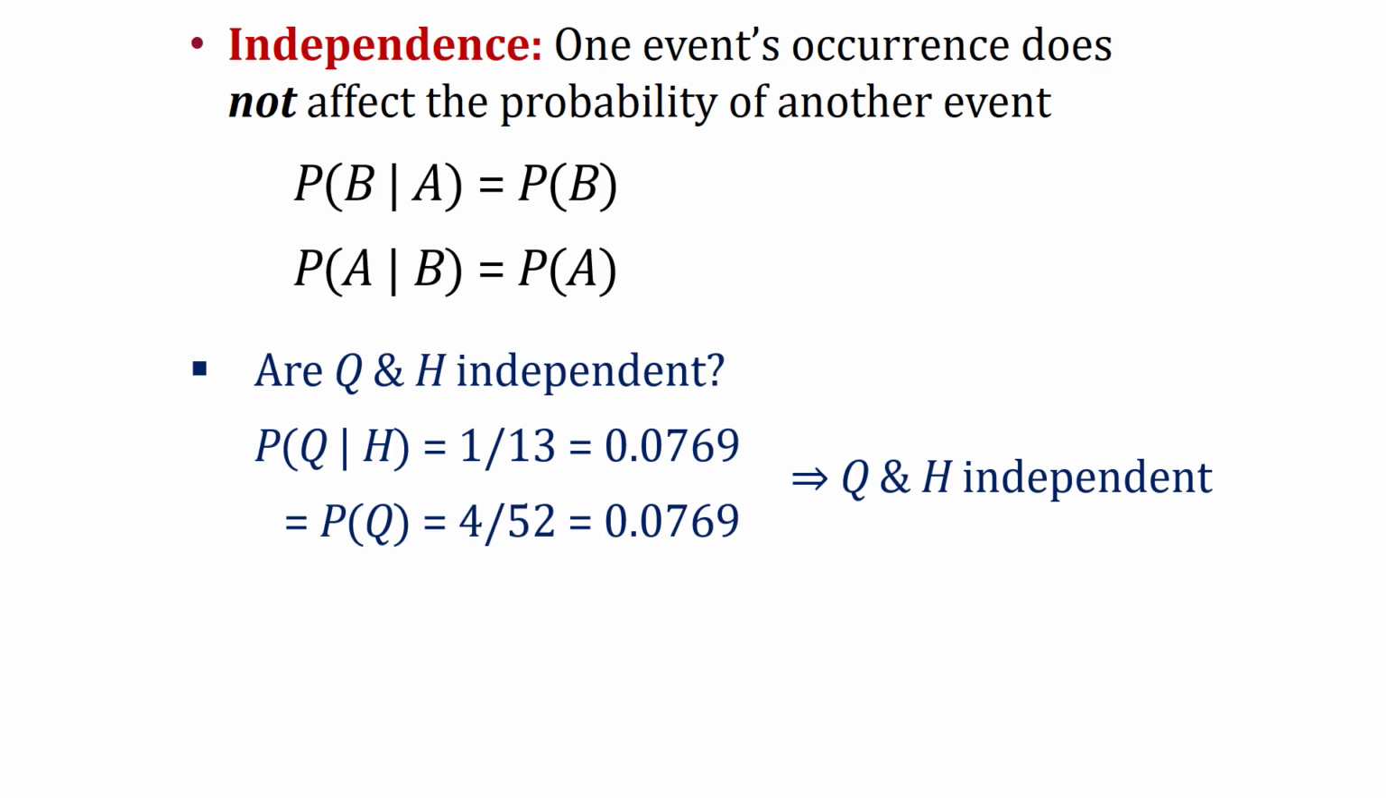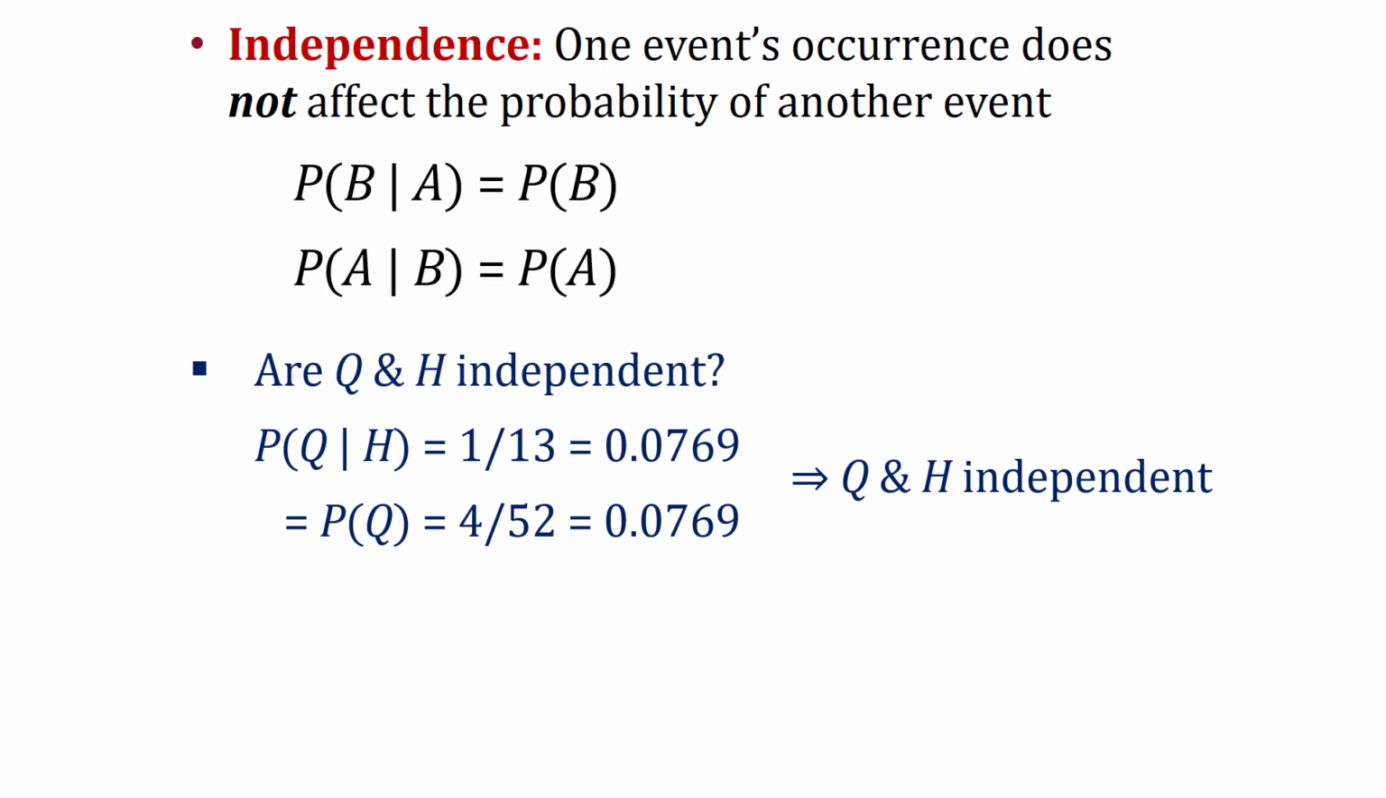And we can think of this intuitively because each suit has the same number of queens in it. So knowing the suit doesn't tell me anything about whether the card is a queen or not. Therefore, these two events are independent.